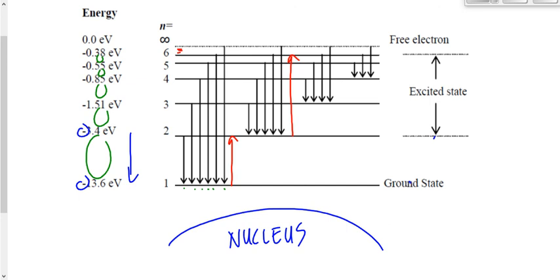Okay, so what do you got to do to analyze a problem involving one of these electron level diagrams? Well, it doesn't matter what you're asked to find. You're going to subtract two energies. And then you might do something after that, or you might just leave it at that.